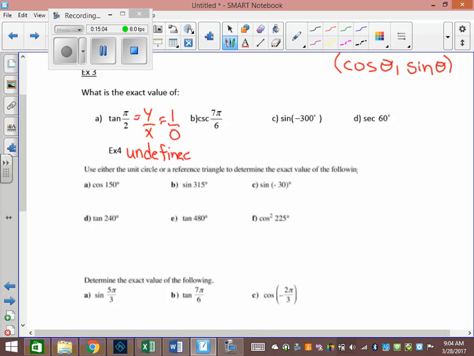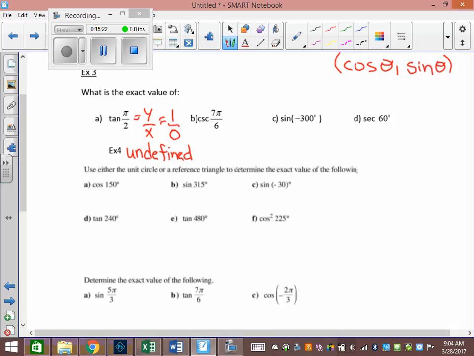Undefined. You can't divide by 0. You can go 0 divided by 1, that's 0. 1 divided by 0 is undefined. On the tan graphs, you're going to see that an asymptote actually occurs there because it can't exist, right? Get 90.